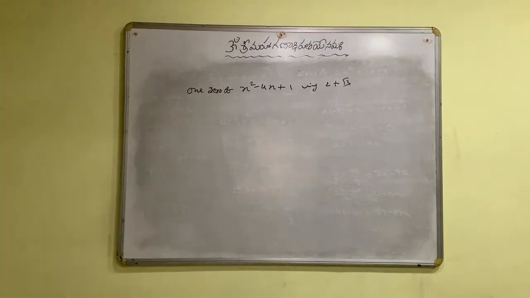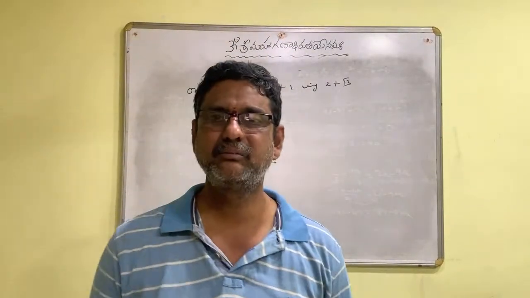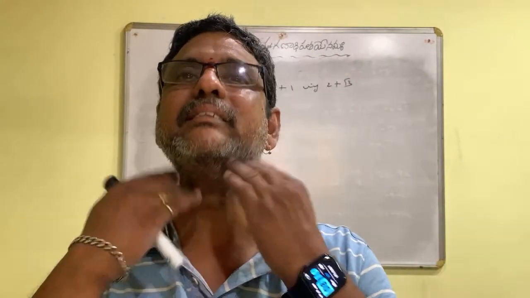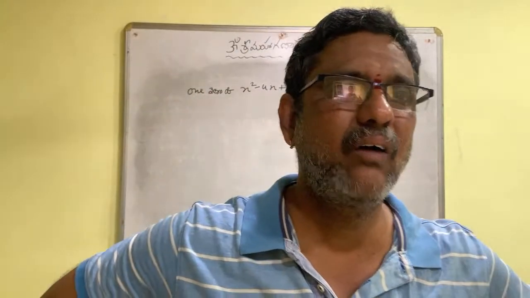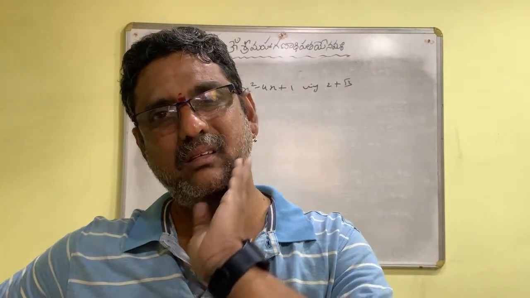What is the other zero? Anyone? Splitting the middle term, how? We need to get two numbers whose product is 1 and sum is negative 4.